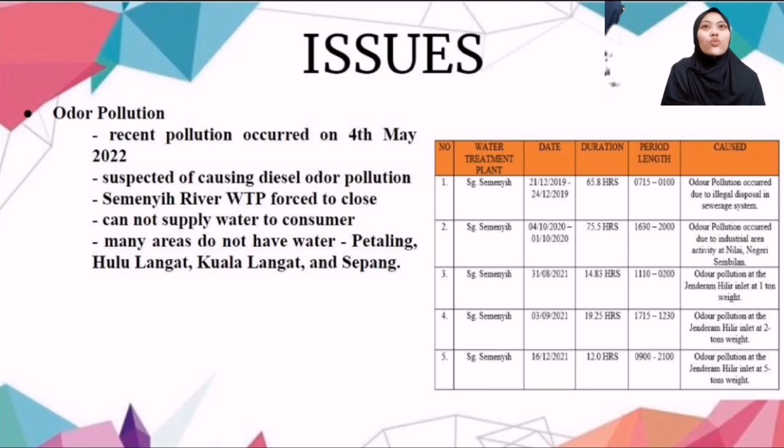Due to this issue, the water treatment plant could not supply water to consumers and left 1.5 million people from several districts without water supply, including 366 areas in Petaling, Hulu Langat, Kuala Langat and Sepang. Listed at the bottom are odor pollution issues that occurred before, starting from December 2019 due to illegal disposal in the sewerage system. Second, in October 2020, due to industrial area activity at Nilai, Negeri Sembilan. Then in 2021 at Jenderau Hilir, 3 times in a row.